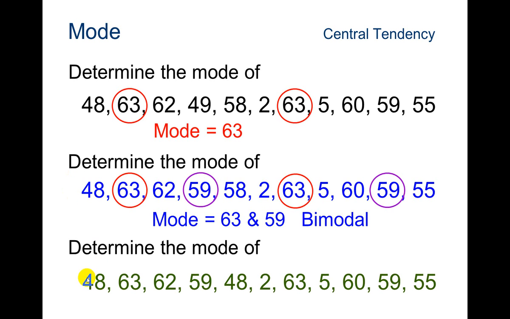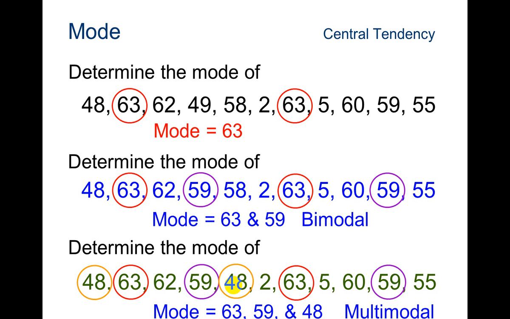Look at this third set. What's the mode of this set of data? So I notice that I have two 63s, I have two 59s, and I also have two 48s. So this is an example of a multimodal set: two 63s, two 59s, and two 48s. There are three different modes in this set of data, and so this is multimodal.